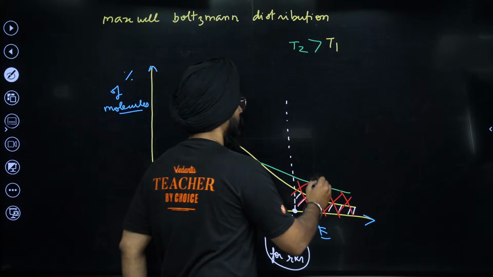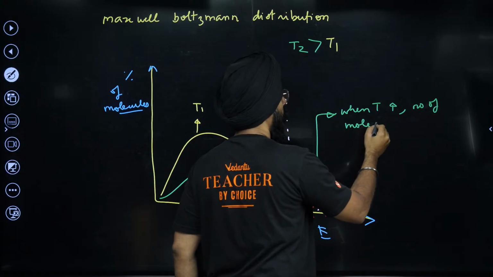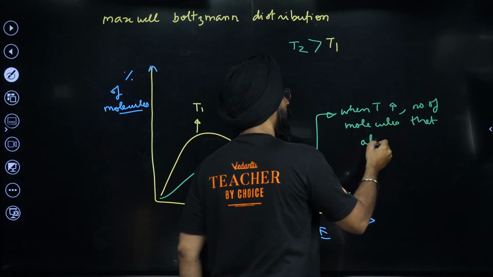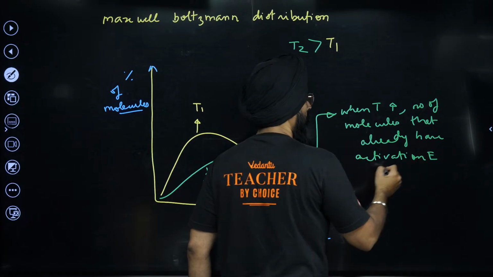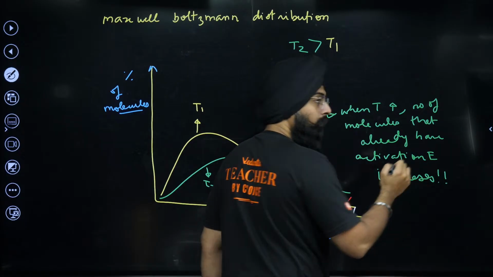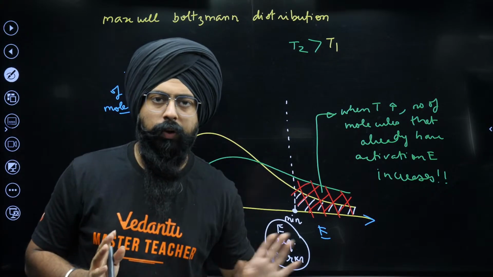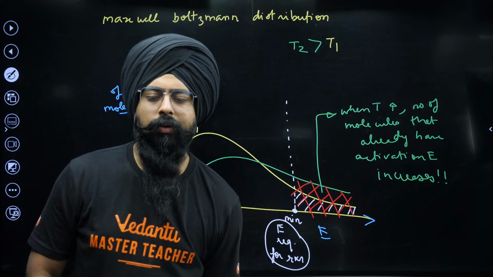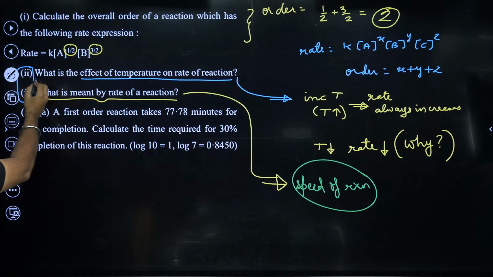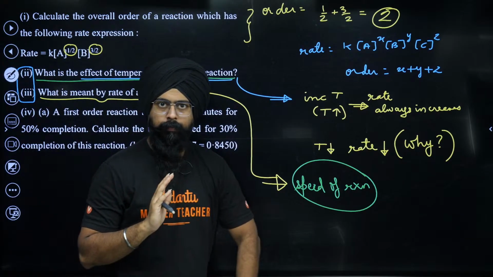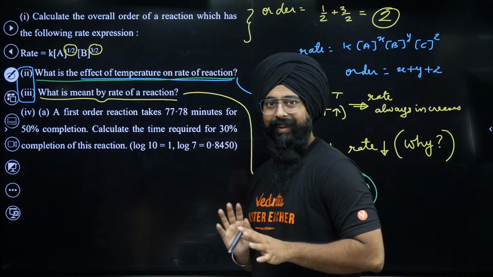So, when temperature increases, the number of molecules that already have activation energy increases. So when temperature increases, the number of molecules that already have this energy also increases. If the number of molecules with enough energy is more, the speed of the reaction will be more. So speed of the reaction will be high. So now I hope you understand why the temperature increases the rate of reaction. Why does an increase in temperature imply an increase in the rate of the reaction? Because the number of molecules having that energy also increases, right?